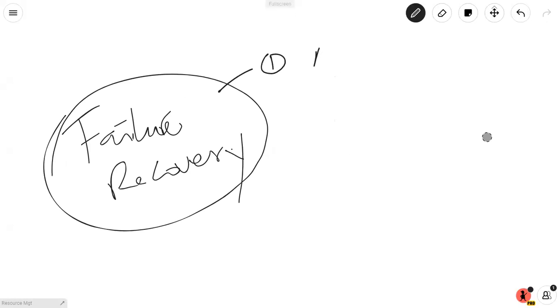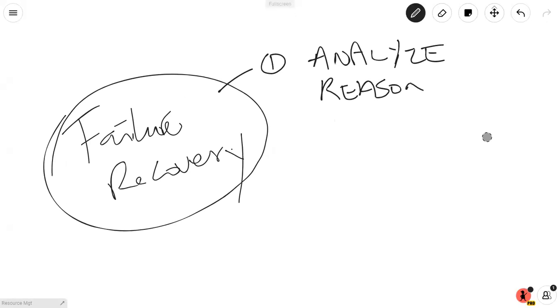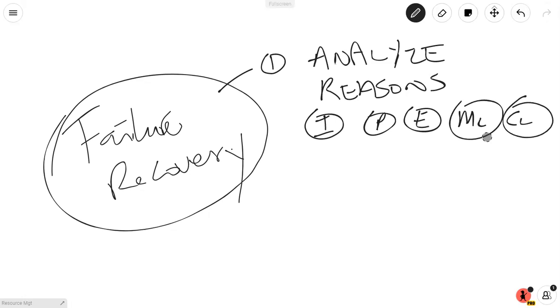One, analyze the reasons for your failure on the exam. Okay? You want to backtrack and ask the question, what did I do right? What did I do wrong? What caused my failure on initiating, on planning, on executing? Whether you failed monitoring and controlling or closing, you want to analyze really close why this happened.